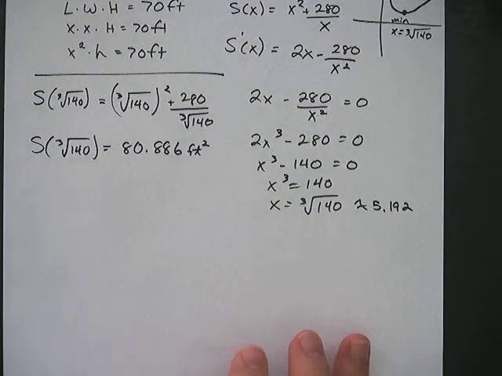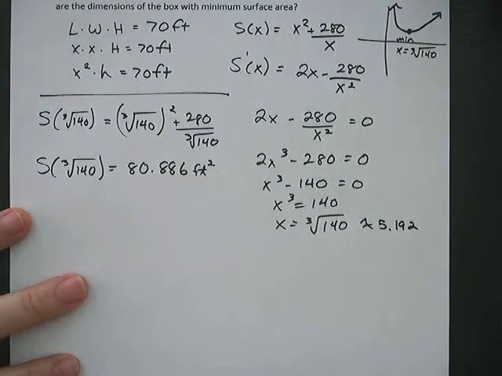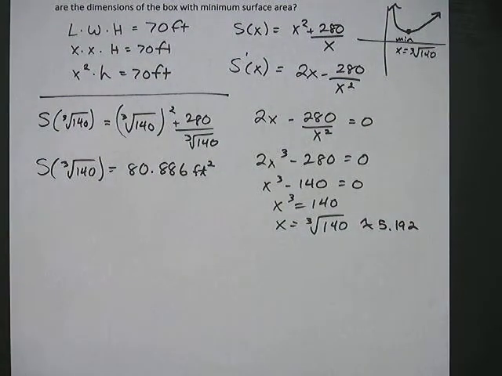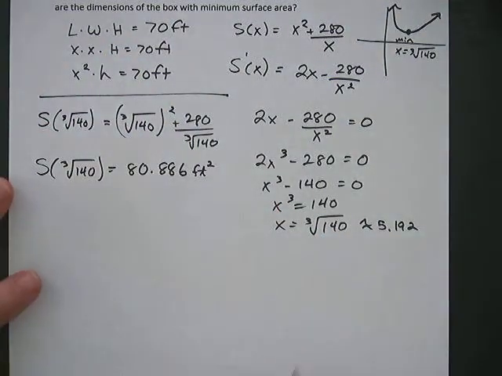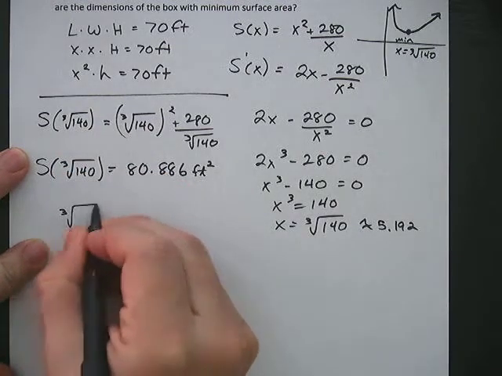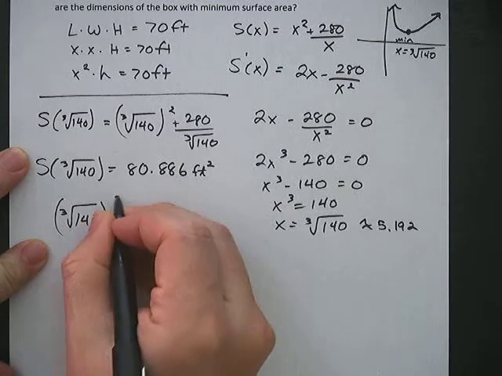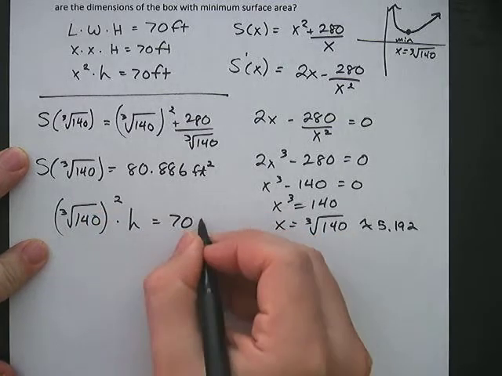It also asks us what the dimensions of the box are. That's where this other formula comes in: length times width times height equals 70 feet. We know the x value, which we found right here, but we don't know the h value yet. If we plug in the x value, we get the cube root of 140 squared times h equals 70 feet.